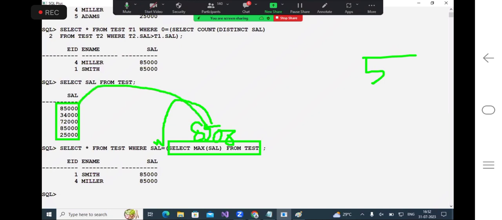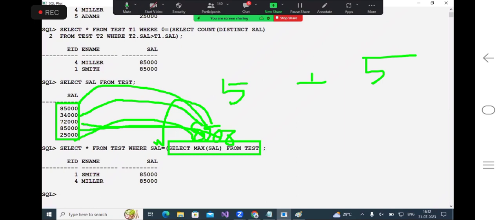Now compare how many times? 85 is equal to 85, satisfied? Yes. Next, 85 is equal to 34? No. Next, 85 is equal to 72? No. 85 is equal to 85? Yes, satisfied. 85 is equal to 25? No. So how many comparisons here? You have 5. Previously how many? 5. 5 plus 5, 10 times. But there, 30 times it will be compared. So now tell me, which query performance will be good?